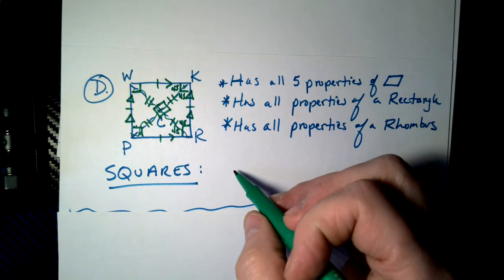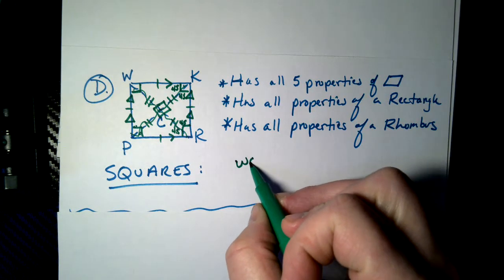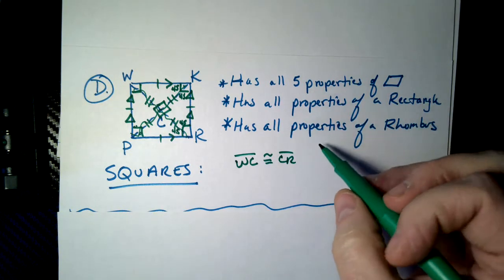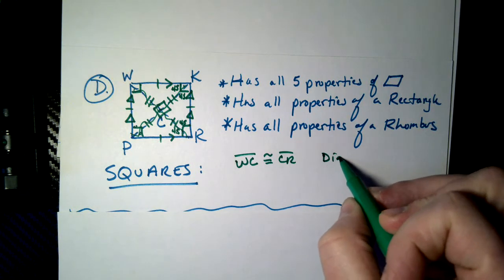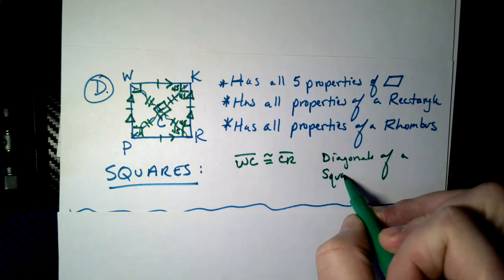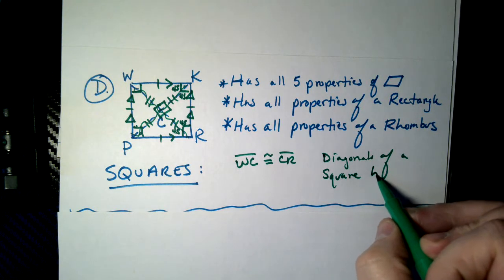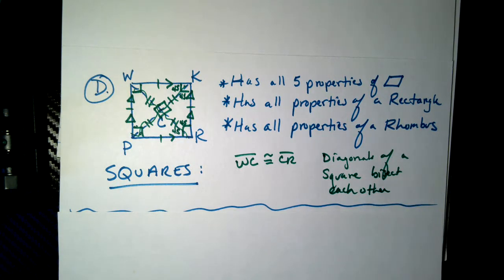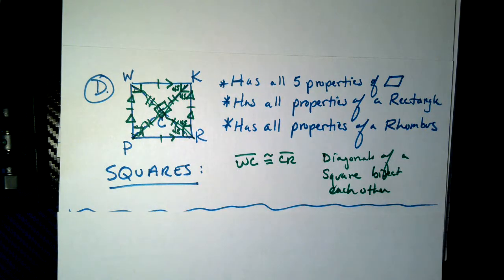So I can do something as simple as, WC is congruent to CR. Although I can do that even for a parallelogram, but I could say diagonals of a square. They have to tell me it's a square in the beginning, though. Diagonals of a square bisect each other. All right, so like this one was cut in half, and this one was cut in half. They bisect each other.